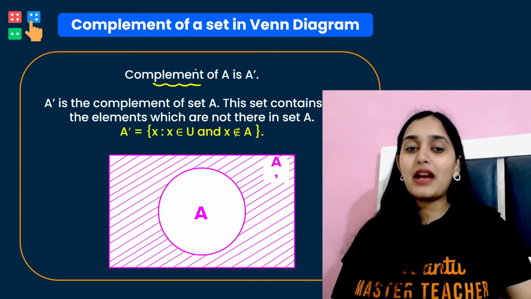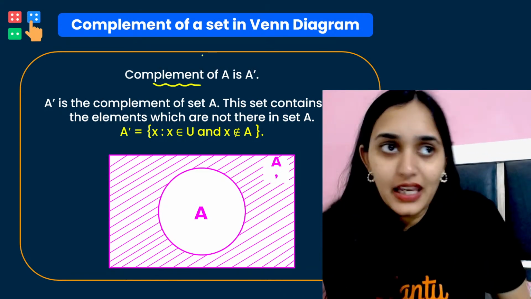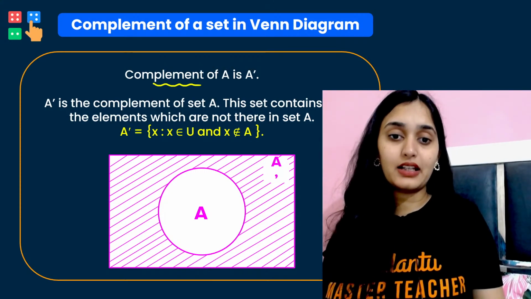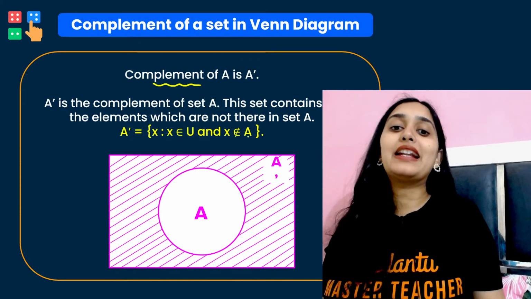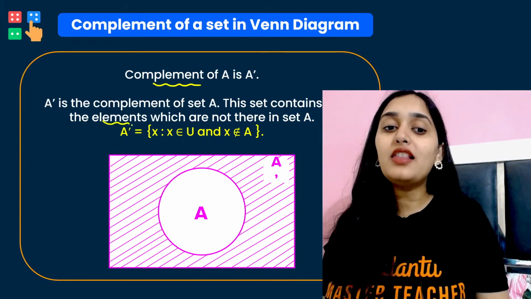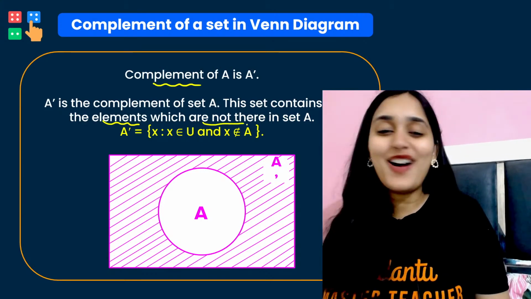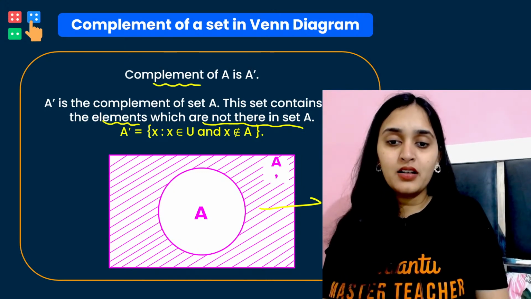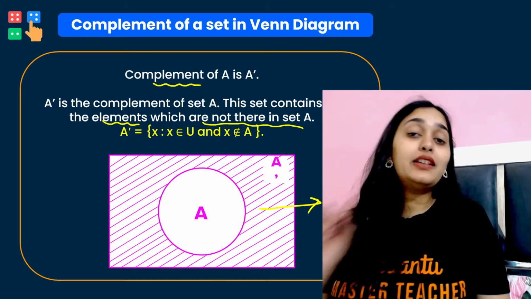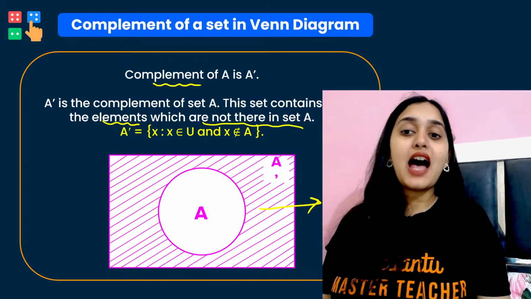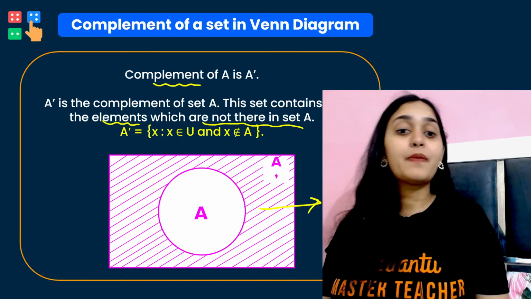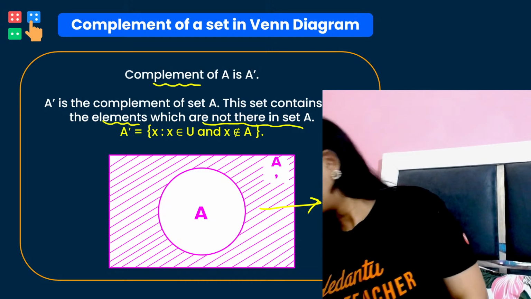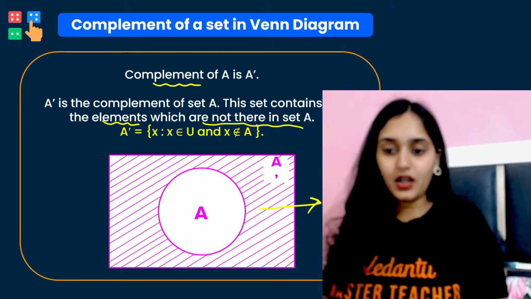Next question is complement of a set. Now, what do we understand by complement? Now, if there is a universal set which has set A inside it, then complement of set A is basically all the elements which are not there in set A. Any element which is not there in set A, which is outside set A, will be complement of set A. Understood? Okay, awesome.